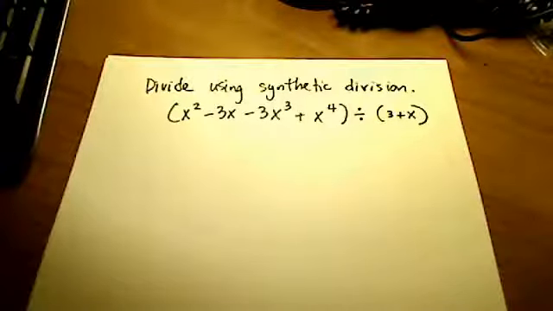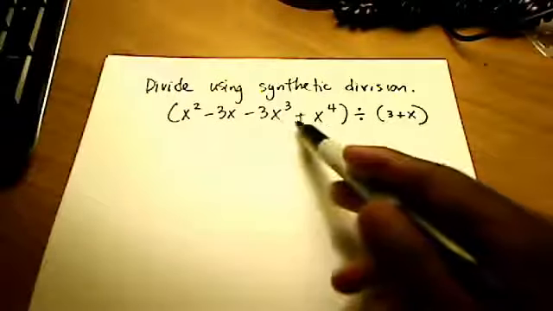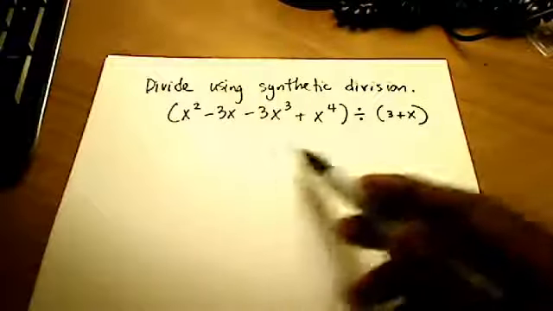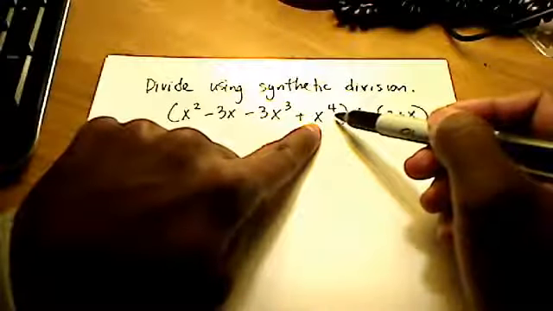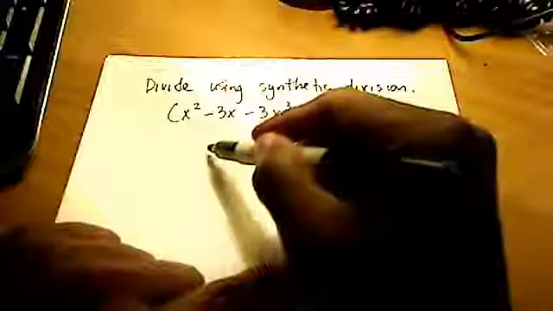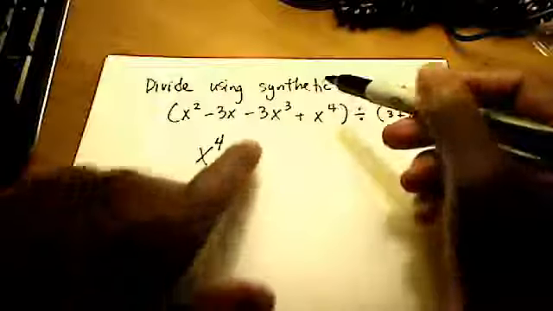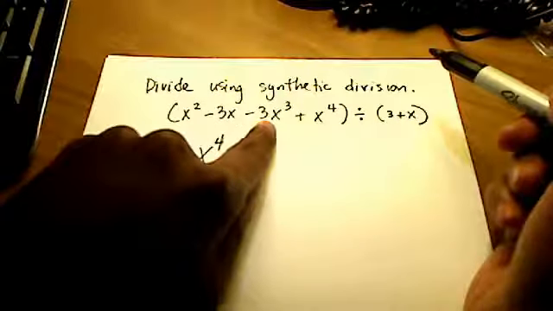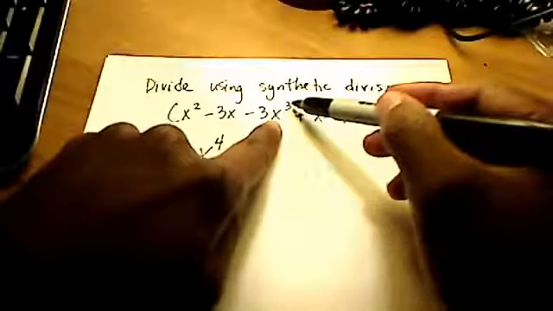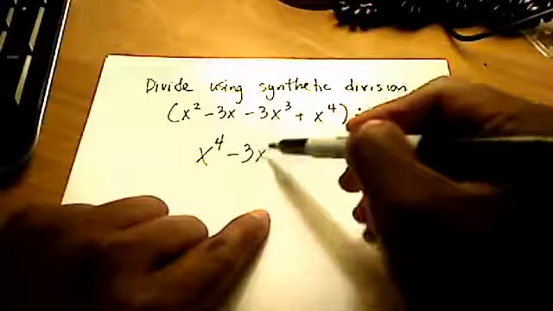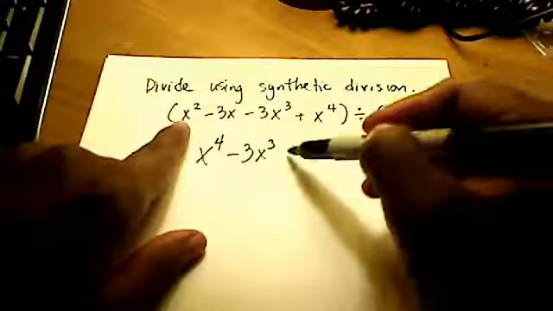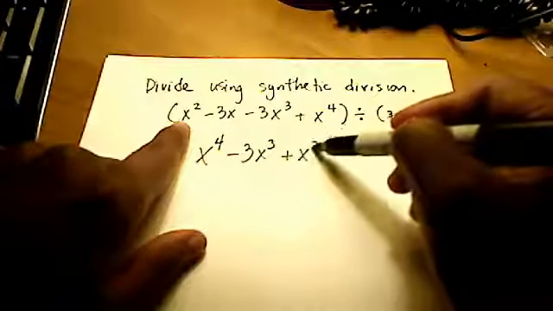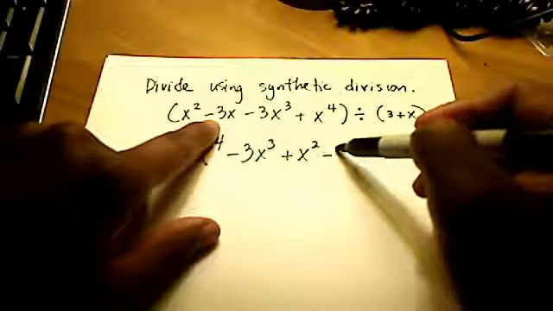I'm going to start off with this problem here, and I want you to notice that we're going to divide all of this by 3 plus x, and there are some things that are out of order here. Do you see that this term right here, x to the fourth, has the largest exponent? That should actually go first, followed by x to the third. It's got a negative 3x to the third, the next largest exponent, so I'm going to write that one next. And then my x squared term comes next. That's just a positive x squared, followed by this negative 3x.